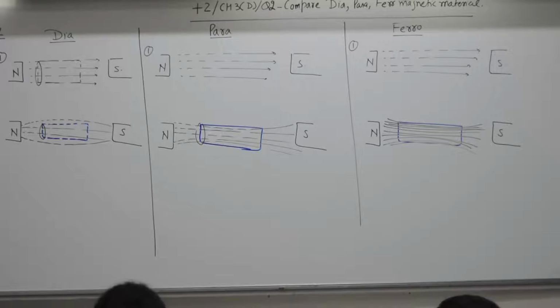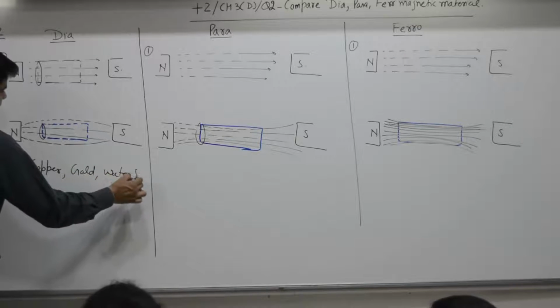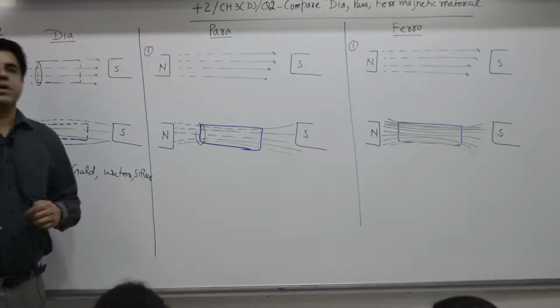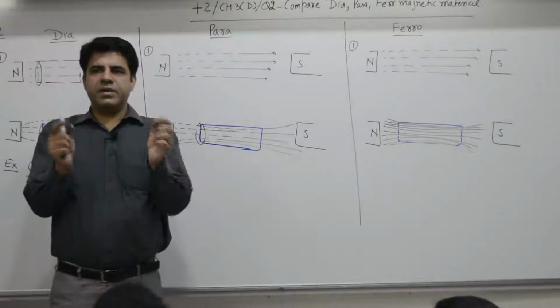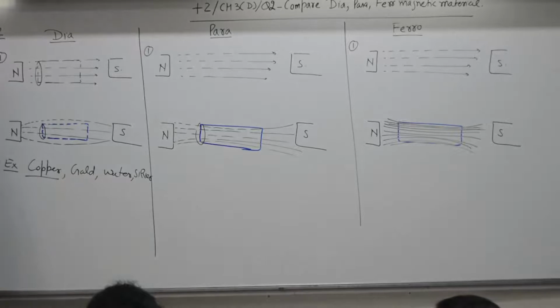Just to give you an idea, I will write some examples. Examples of diamagnetic material are copper, gold, silver, water. Copper, why? Because we need it in a transformer. In a transformer, you have a magnetic material, and the wire is made of copper, but that material has a tendency to slightly oppose.